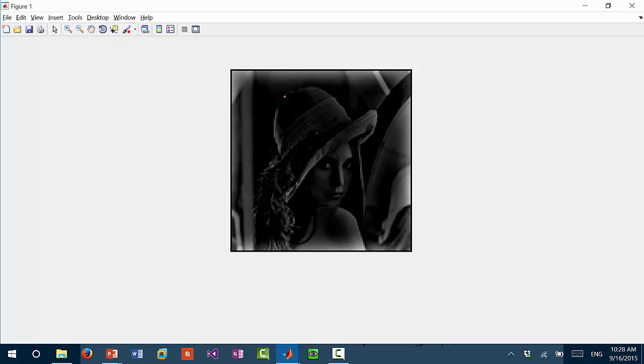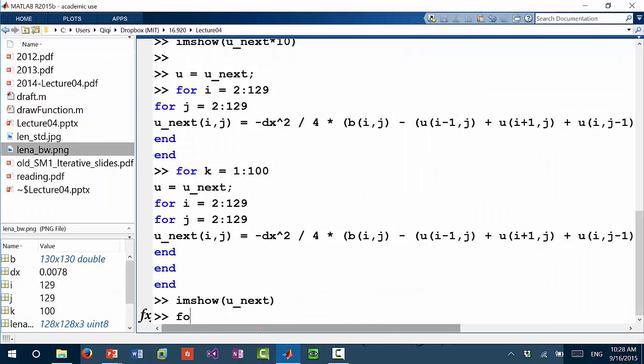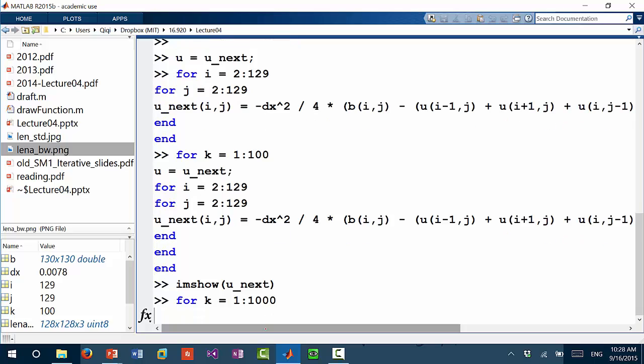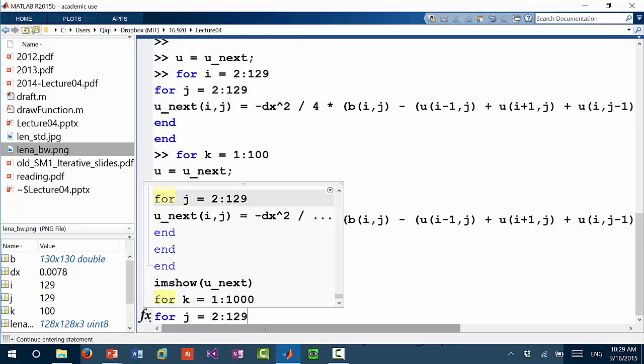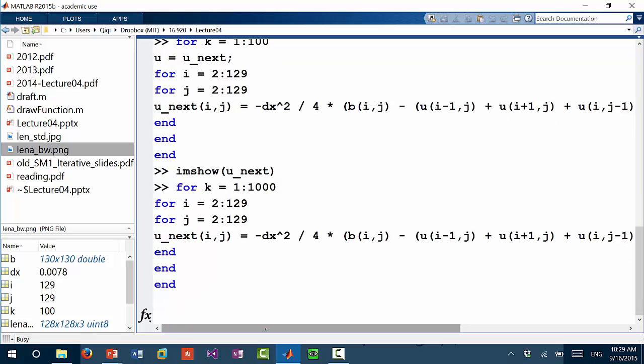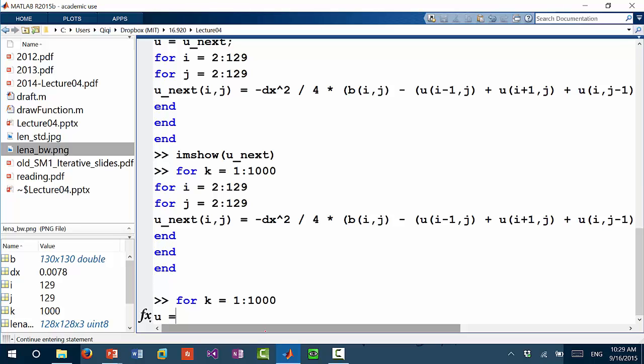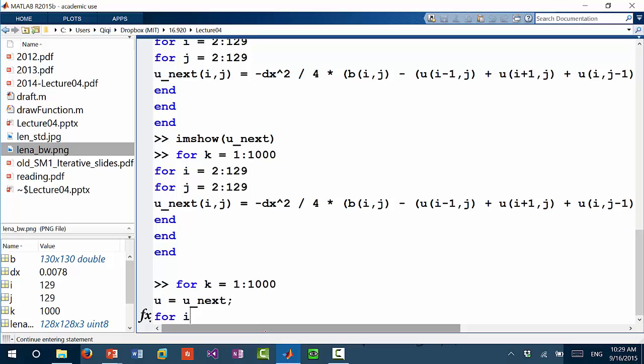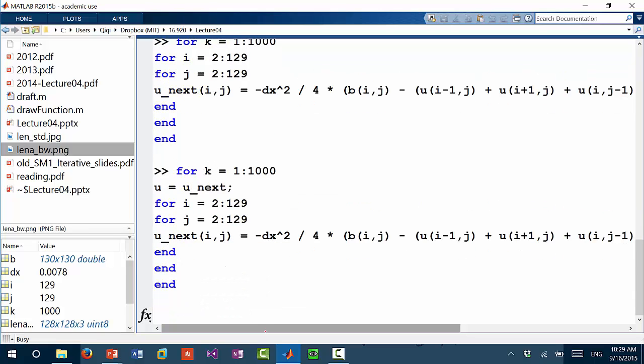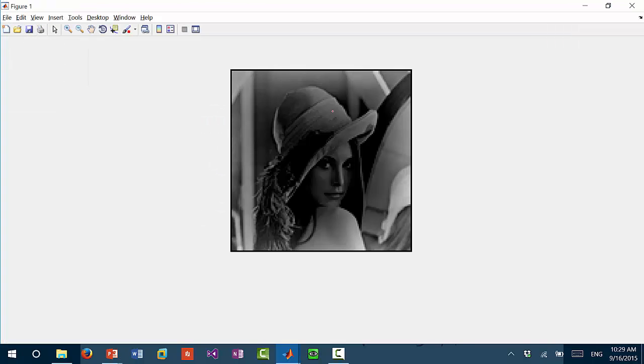Right, we are starting to get the solution. Right, it's no longer just a contour. And let's do 1,000 iterations. Yeah. Oh, I didn't update it. Thank you for detecting my bug. Okay, I am plotting U next. Pretty good, huh?